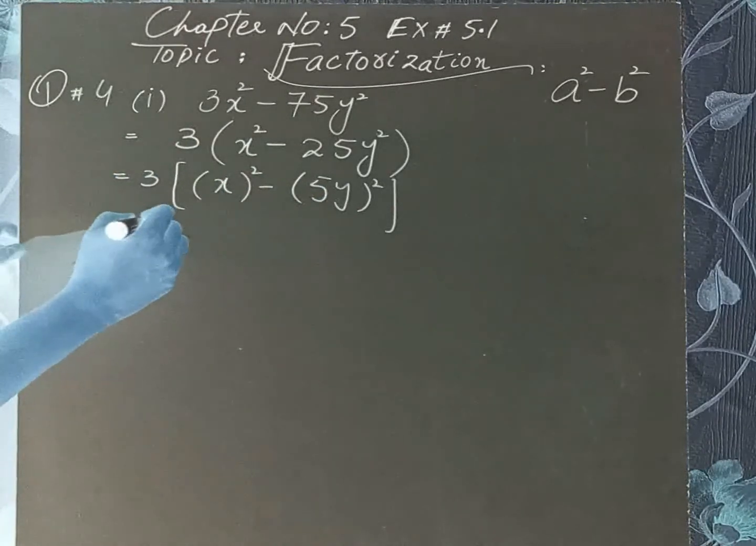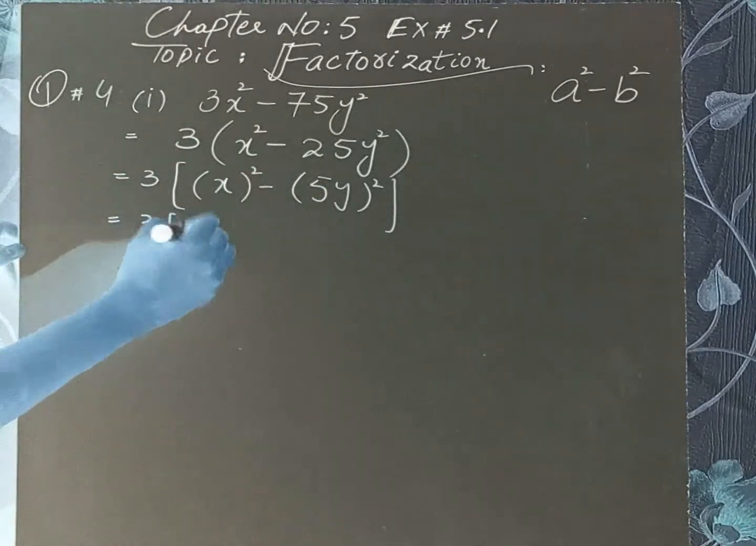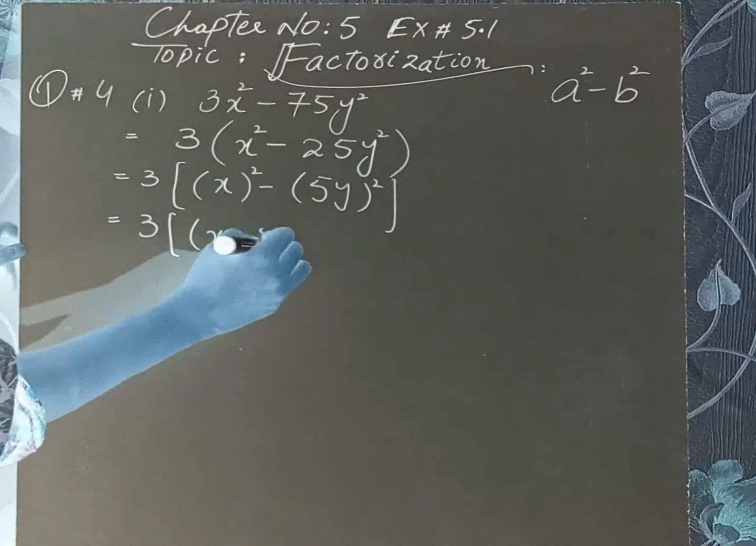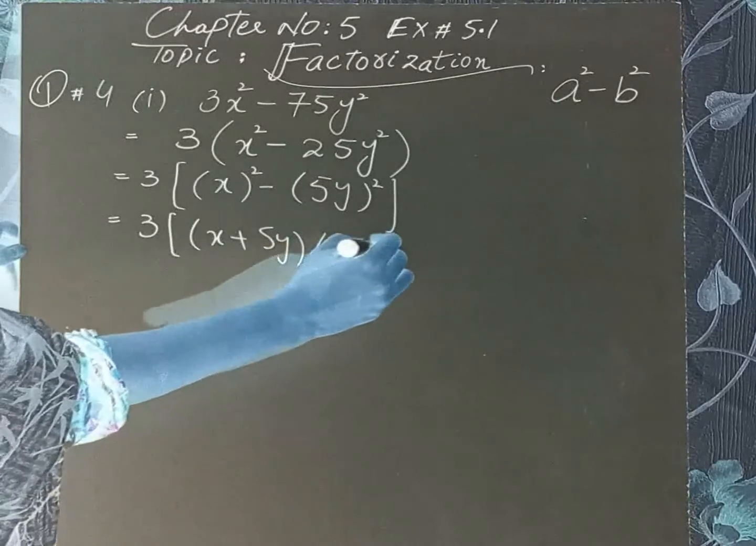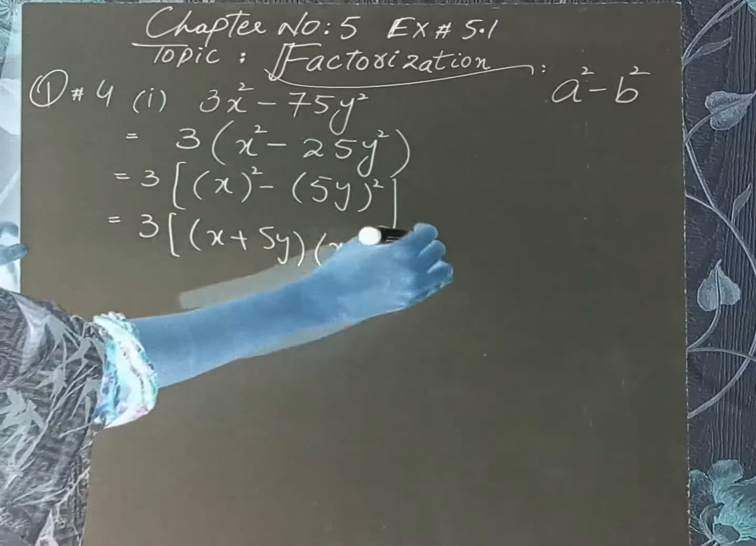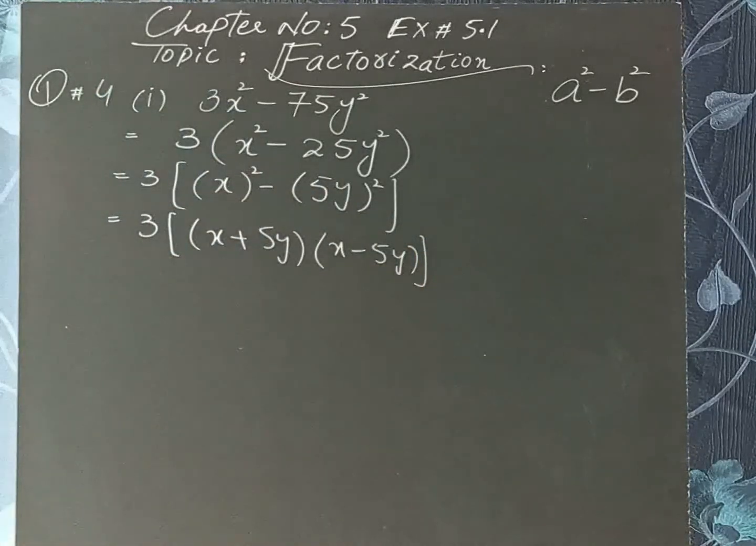So this is 3 times (x plus 5y) and (x minus 5y). So this is the factorized form of this given expression. Same like this, we will go for its part 2.